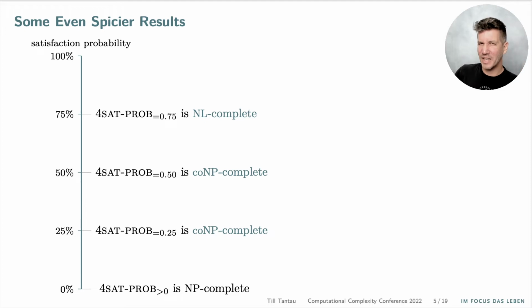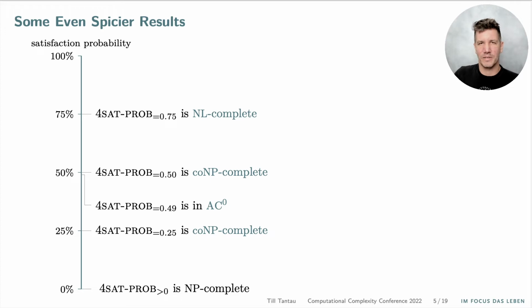Okay, so this is already spicy and strange, but perhaps something's going on. So down here in the lower part, we have hard instances, and perhaps up there, they are the easy ones. But let's look at 49%. So what about that? 4SAT probability equals 49%, just below. That's actually a trivial problem.